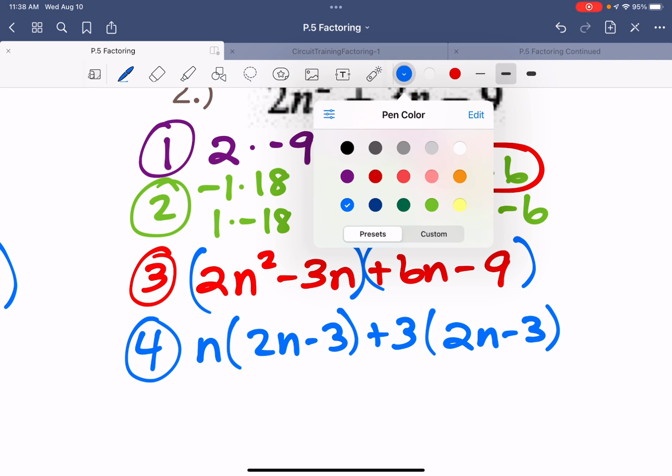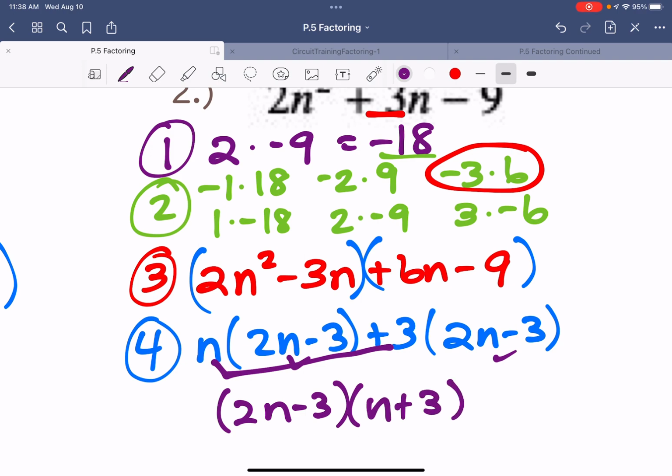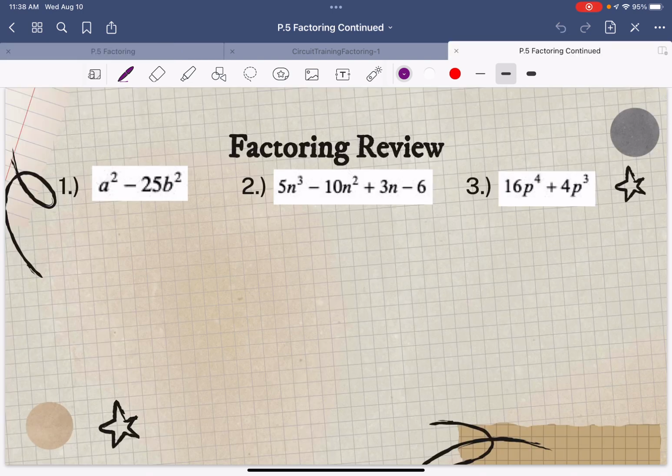You can double check that you've done it correctly because what's in the parentheses should match. That becomes the GCF you take out, so 2n minus 3. What you're left with is what's on the outside, n plus 3. All right, I hope factoring with trinomials has become clear. I'm going to go ahead now and move over to the next set of notes.